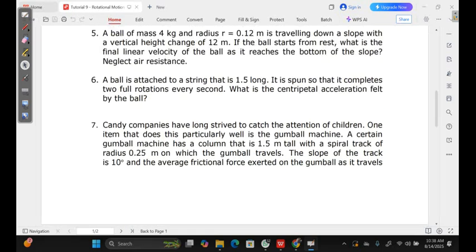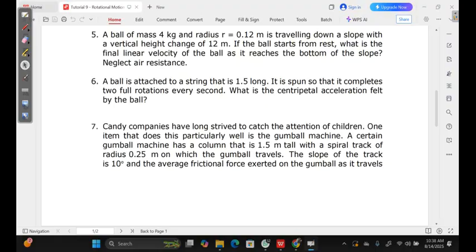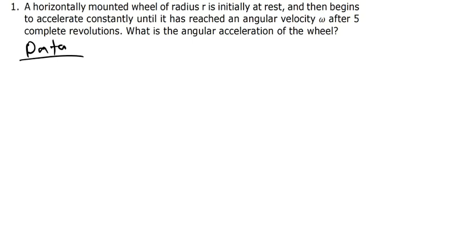Okay, so let's begin our discussion with the first question. The first question says: a horizontally mounted wheel of radius r is initially at rest and then begins to accelerate constantly until it has reached an angular velocity of w after 5 complete revolutions. What is the angular acceleration of the wheel?